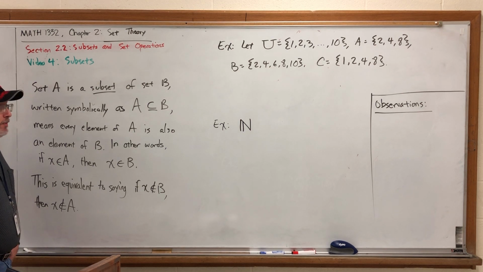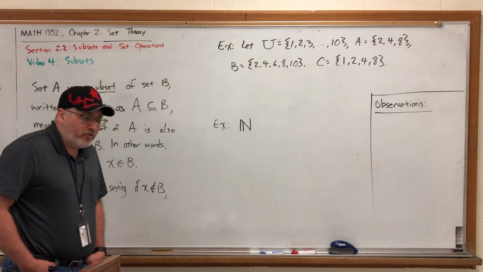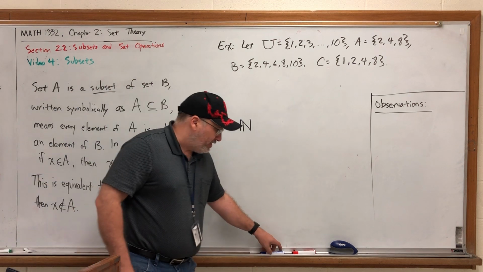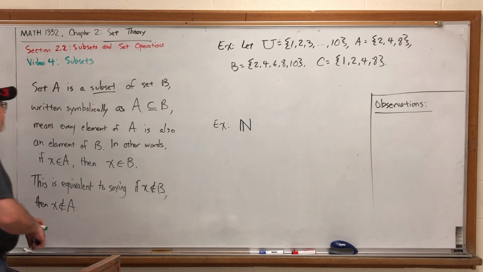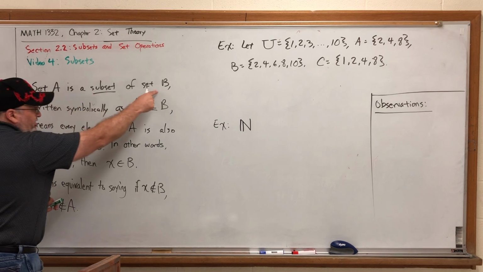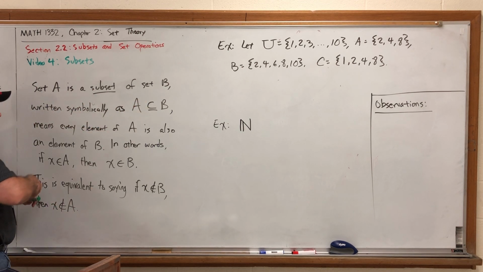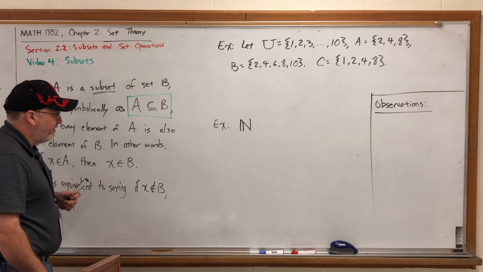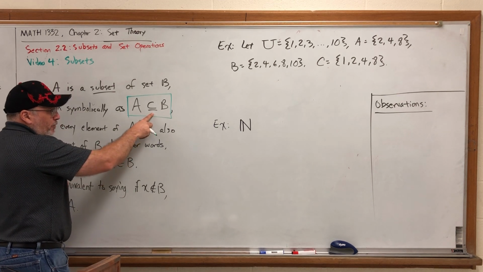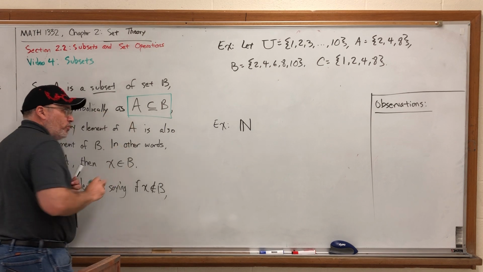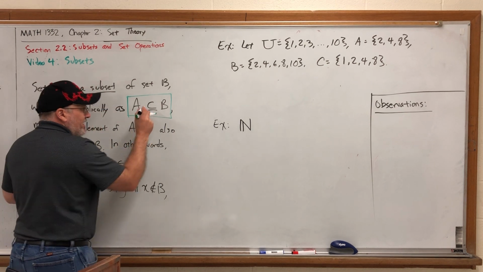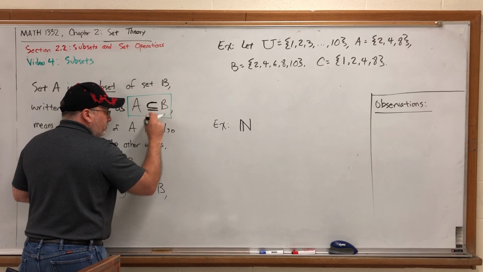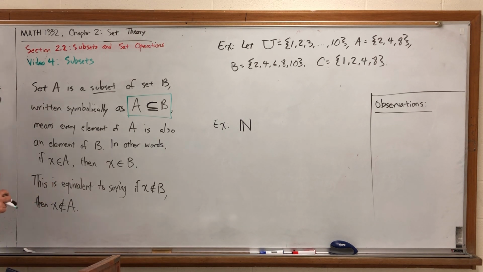Subset is a relationship between two sets. It's not like an operation where you take two of something and create a new one. It's saying, are these two sets related in a certain way? Set A is a subset of set B, written symbolically as this, which would be read A is a subset of B. The symbol for subset looks like a capital U opening towards the right with the horizontal line underneath it. It kind of looks like a capital C, but it really is more like a capital U opening to the right with a line underneath it.